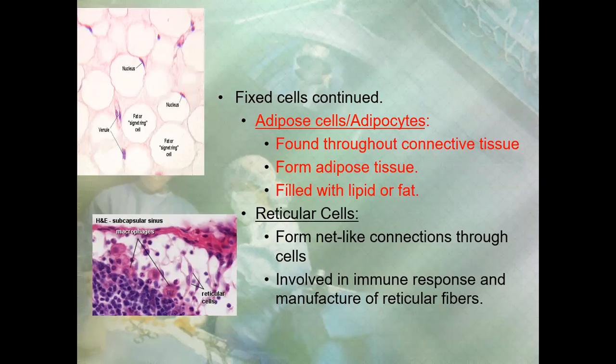Adipocytes are found everywhere in the body. They are used primarily for cushioning, protection, and as a storage unit for usable energy when I need to call upon it. Our reticular cells, just like we just talked about reticular tissue, form a hammock. Reticular cells make up those fibers that form the hammock that suspends our glands and our organs. So those are our different types of fixed cells.